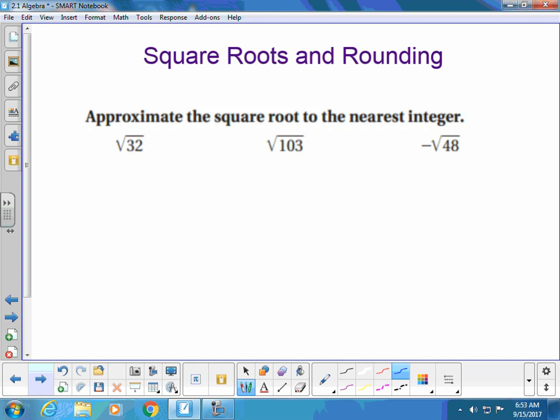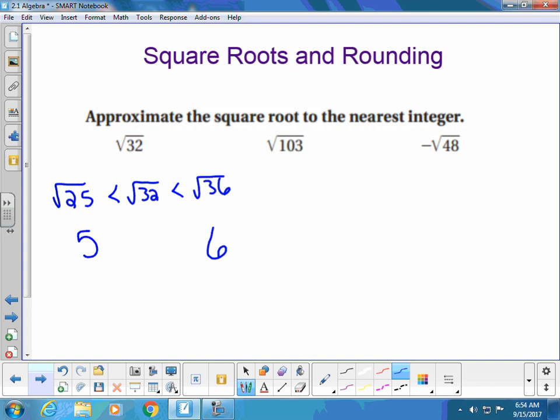32 is between the perfect squares 25 and 36. So we know the square root of 32 will be somewhere between 5 and 6, because here, let me write that out. So 32 is bigger than the square root of 25, which is a perfect square that I've got memorized, but less than the square root of 36. So I know the square root of 25 is 5, and I know the square root of 36 is 6, so my answer has to be somewhere between 5 and 6.